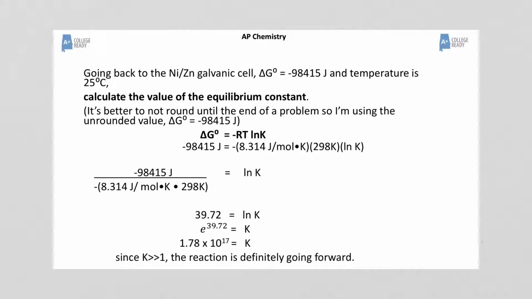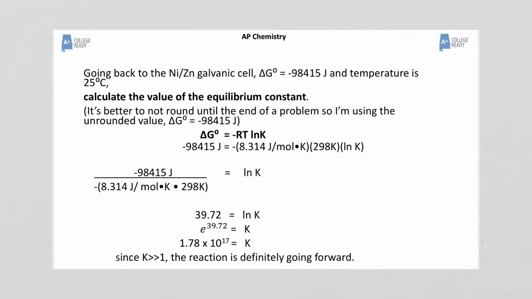So I wanted to specifically go through this math because you may not have used that. You may not be in a math class yet where you have to use the natural log. I've divided RT to the other side. So once I do that math, I get the value of 39.72 equals ln K.